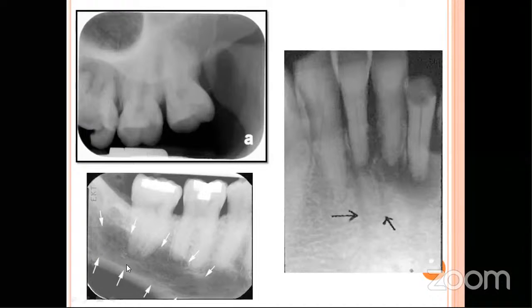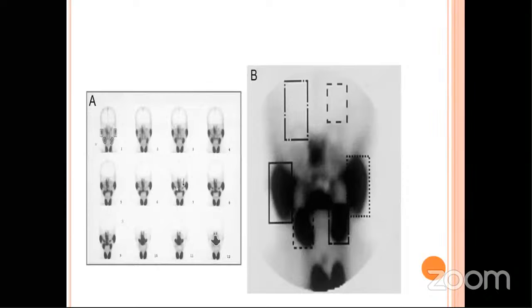Okay. And what are these arrows which are seen below the apices of the maxillary molar? It is actually the submandibular gland fossa. The submandibular gland is present there, so it will cause a depression in that bone, which is called the submandibular gland fossa. And this is the picture of the scintigraphy, which will record your parotid and the submandibular along with the thyroid gland to see the uptake of the radionuclide.